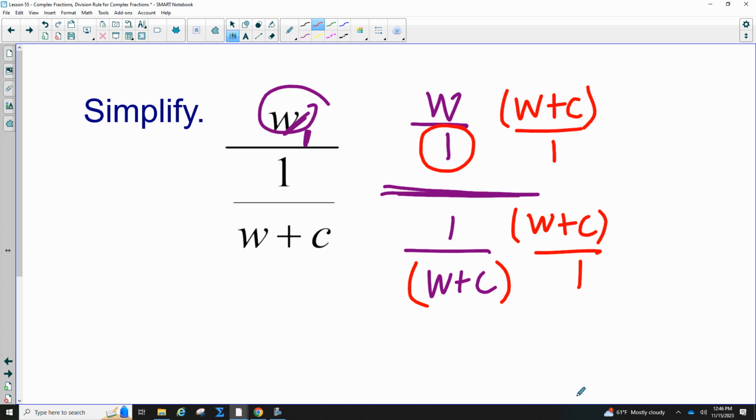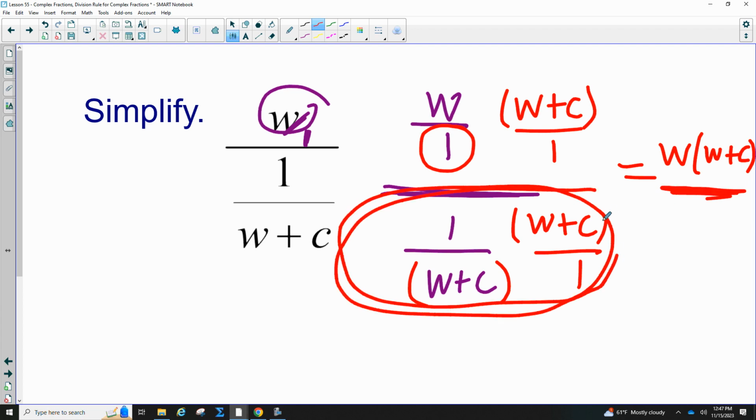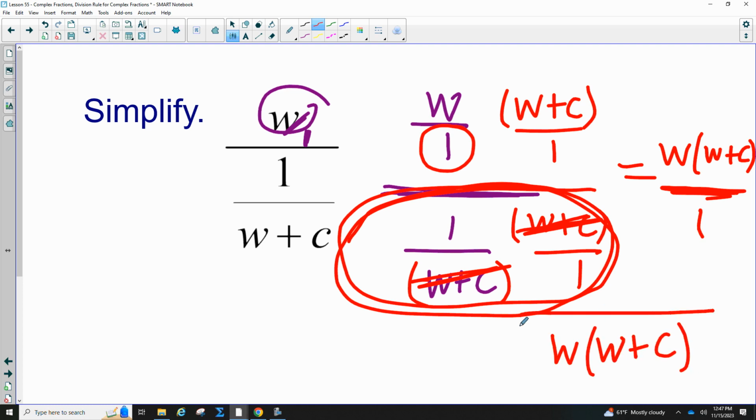So in the top, you guys, nothing is going to cancel here. We're going to multiply straight across, and we get W times W plus C over 1, which I don't need to write. Don't write the over 1. Now I'm going to do this part here, my big denominator. What cancels? Like everything. There would be a 1 there, but do I really need that? No. So my final answer for this is W times W plus C. You can leave it factored. I would leave it like that.